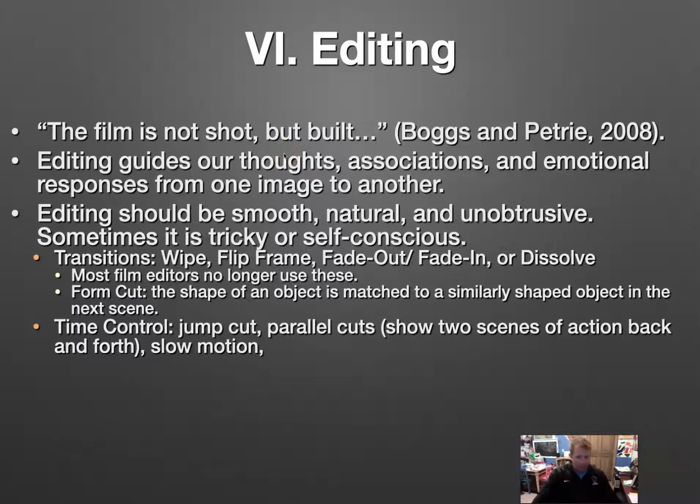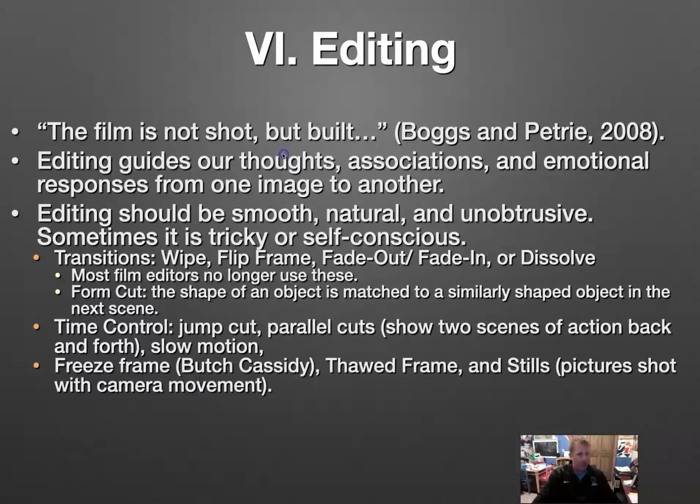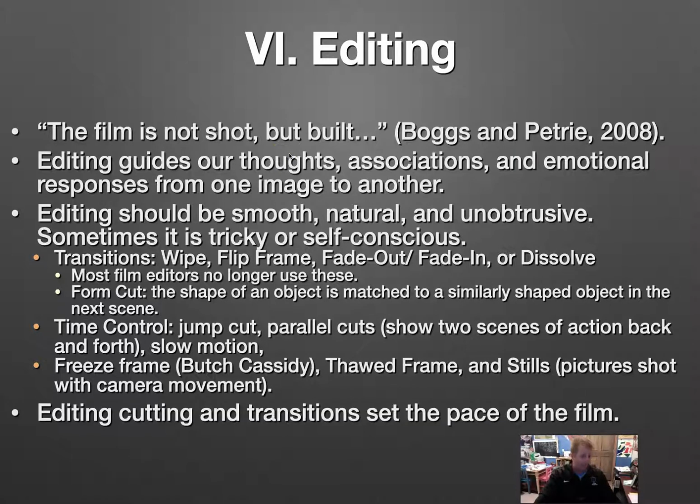You have time control where you can do a jump cut. You have parallel cuts to show two scenes of action back and forth. You have slow motion. You have freeze frame, which is the end of the famous movie Butch Cassidy and the Sundance Kid. You have the thawed frame where it's frozen, but then it comes alive, which is kind of a theater trick. And then stills, pictures shot with camera movement, which is often called the Ken Burns effect. There's editing for cutting and transitions to set the pace of the film.